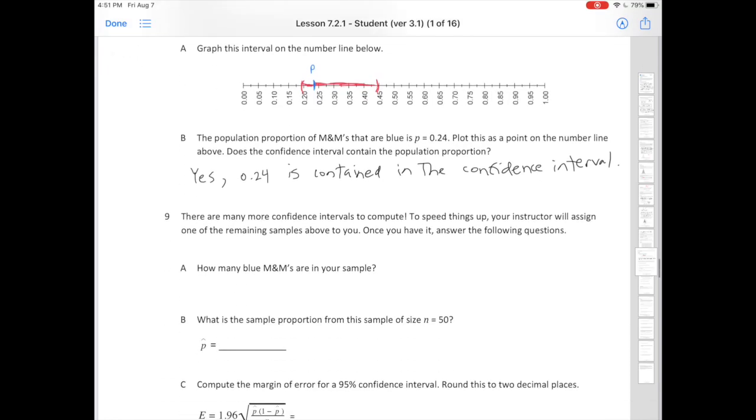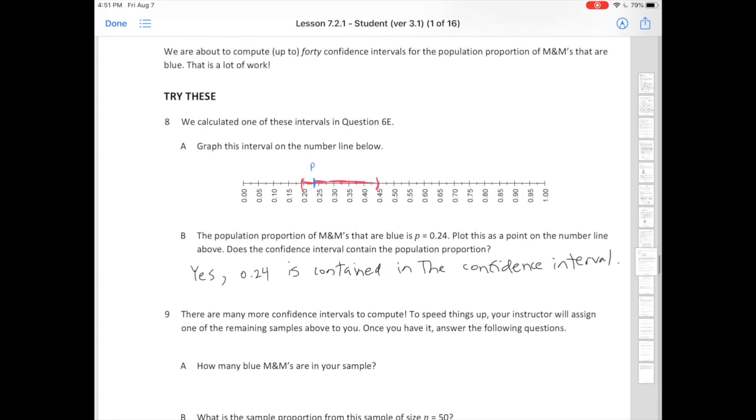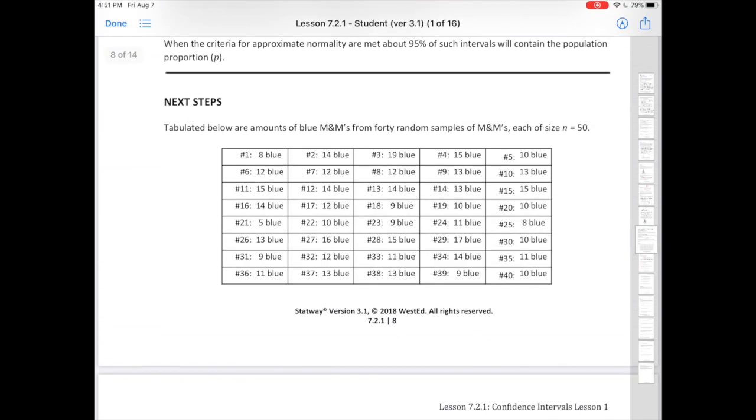There are many more confidence intervals to compute. To speed things up, your instructor will assign one of the remaining samples above to you. Once you have it, answer the following questions. So I'm going to do this on my own, and I recommend that you try it on your own to see if you can work through one of these samples. You're going to choose any one of these samples here, and work it out on your own just to make sure that you understand how to do it. But I'm going to do one myself.